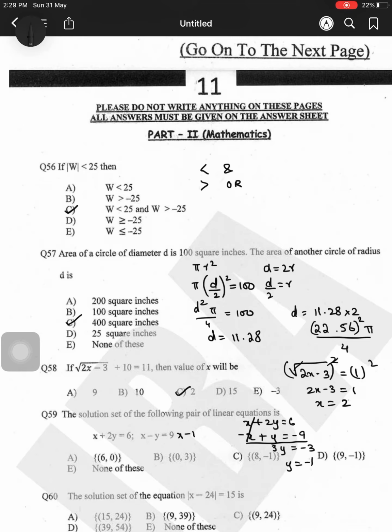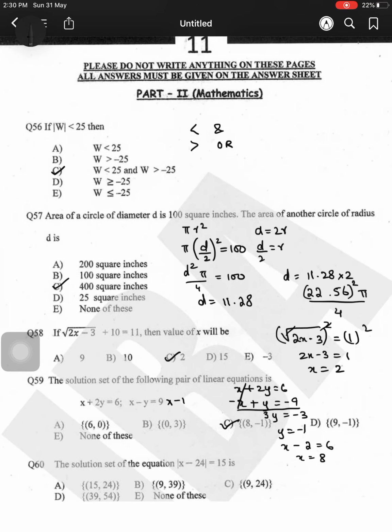Now put this minus 1 into any one of the equations. I'm going to pick the first equation, which is x minus 2 is equals to 6, x is going to come out as 8. So C is the answer.